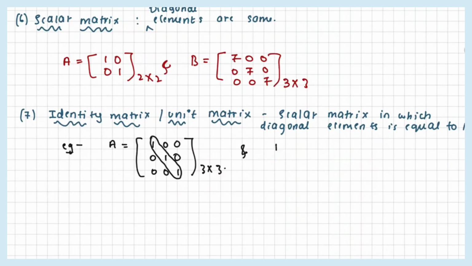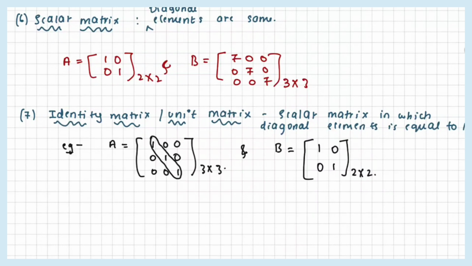I'll give you one more example. B is equal to 1, 0, 0, 1, so 2 into 2. Here we have 1, 1, and yes, of course it is an identity matrix. The diagonal elements must be equal to 1.